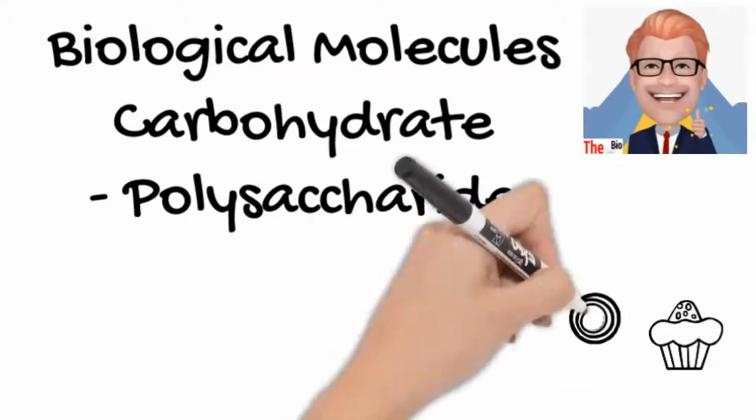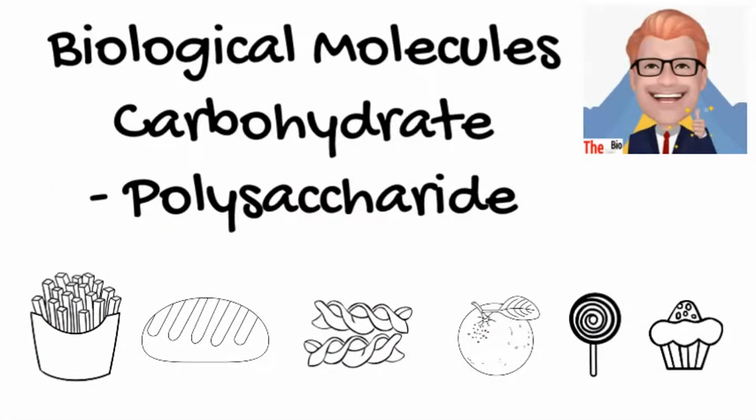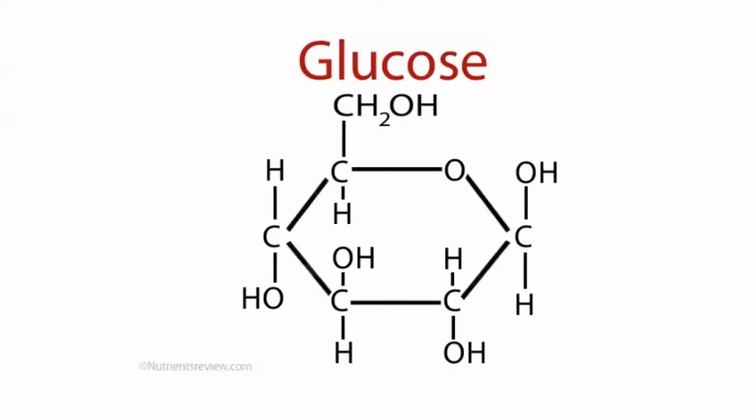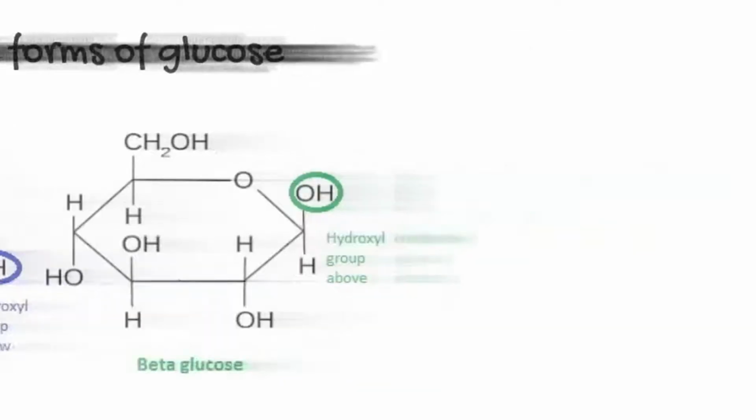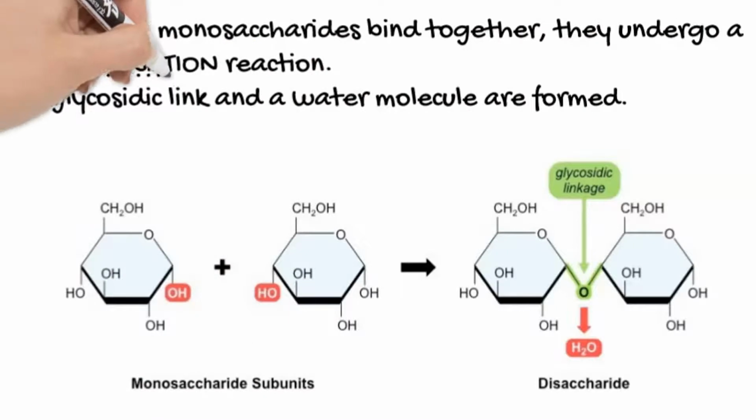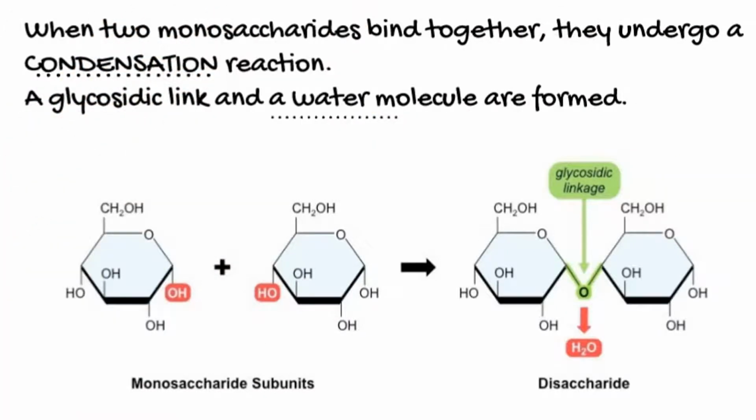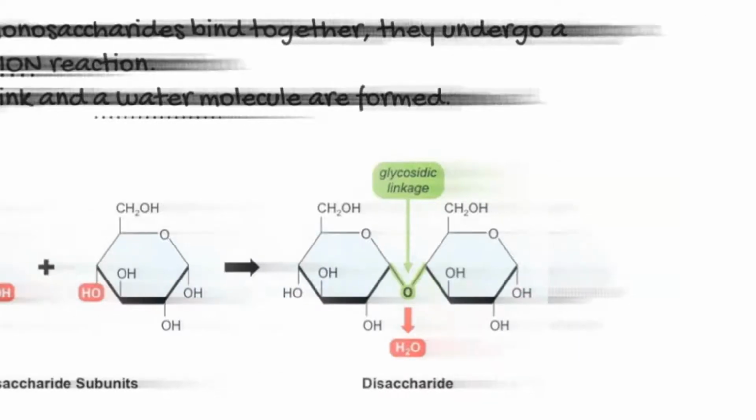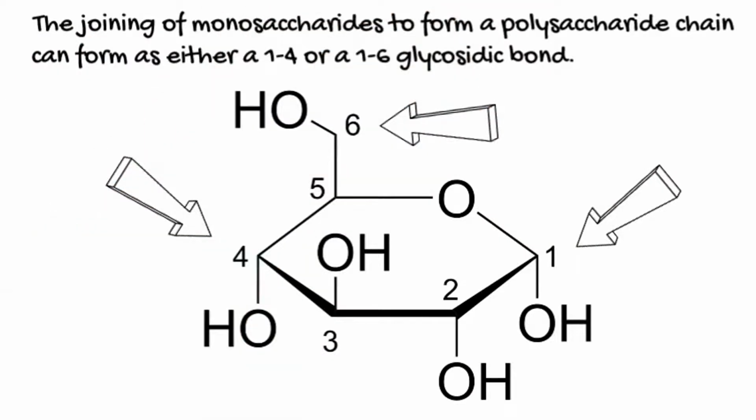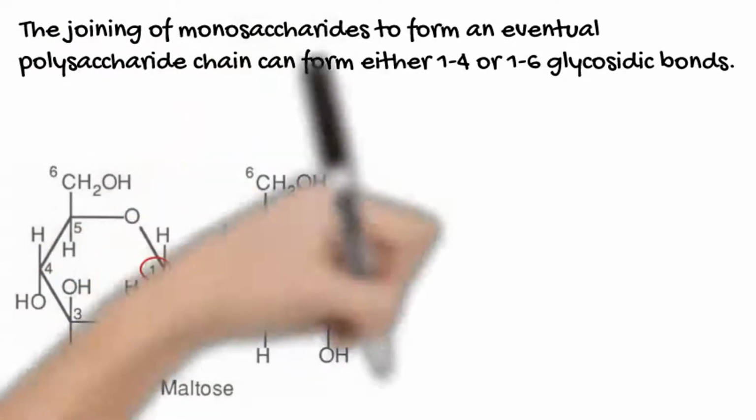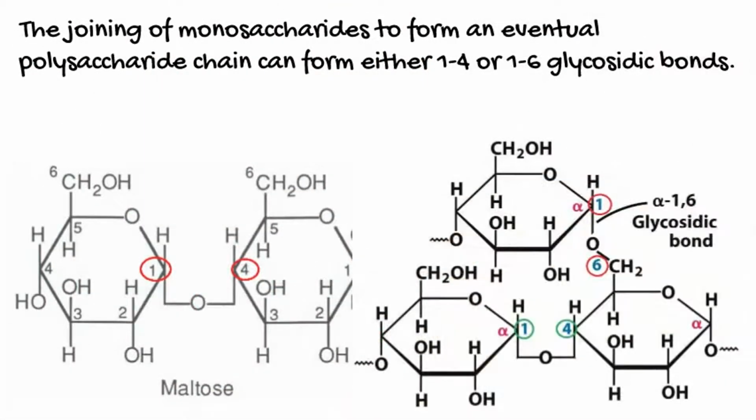This video is looking at biological molecules, carbohydrate, polysaccharide, the complex carbohydrates, bread, pasta, etc. Now remember from video 1 and 2, glucose is the base unit of a monosaccharide. Also recall, alpha and beta glucose are isomeric versions, position of the hydroxyl group. Once these two monosaccharides join together, they form a disaccharide with a glycosidic link or a glycosidic bridge. Because of the shape of the glucose ring, there are 1, 2, 3, 4, 5, 6 carbons. Therefore, bonds can form in a glycosidic link in a 1,4 glycosidic bond or a 1,6 glycosidic bond, as shown in this diagram.